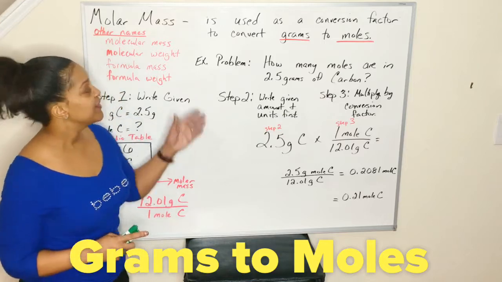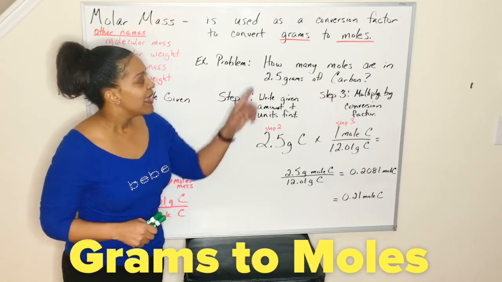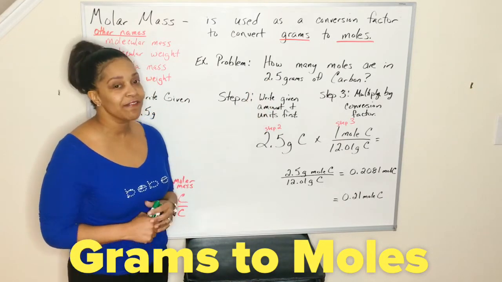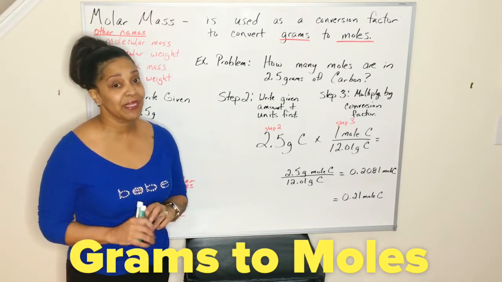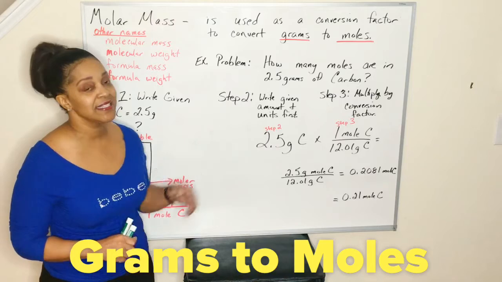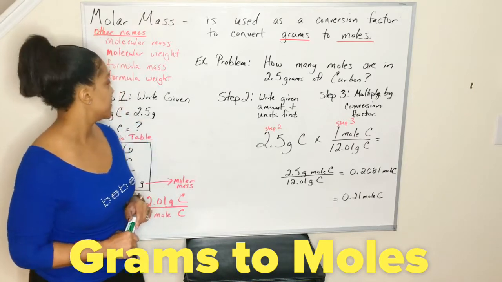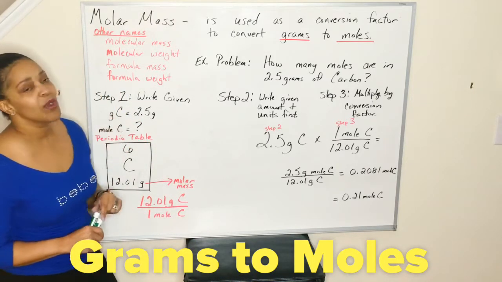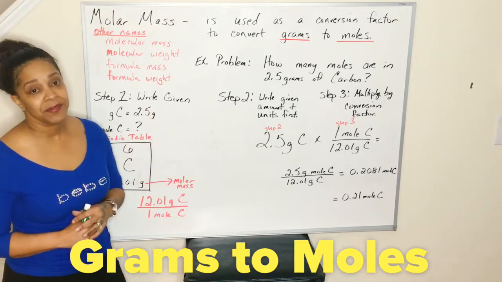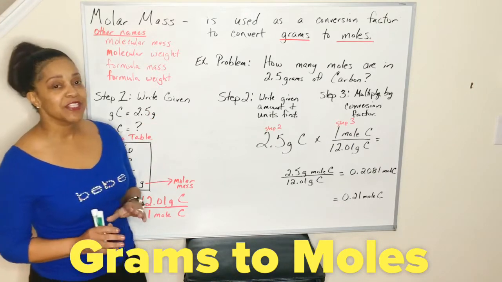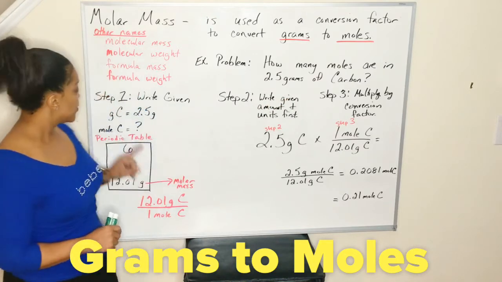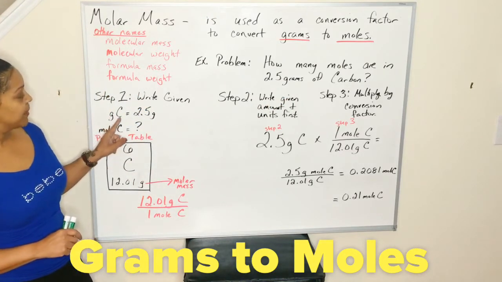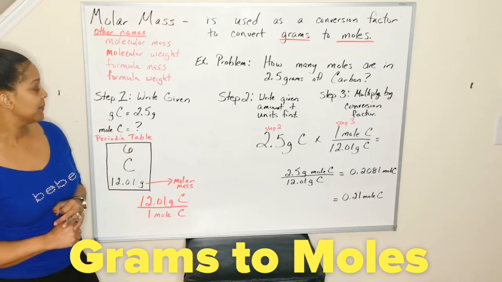Now, here's an example problem. How many moles are in 2.5 grams of carbon? Well, there are 3 steps that I would like you to follow when you're solving these types of equations. Step 1, write down the given. The first thing you notice that you're given is the fact that there are 2.5 grams of carbon. So write that here, grams of carbon equals 2.5 grams.